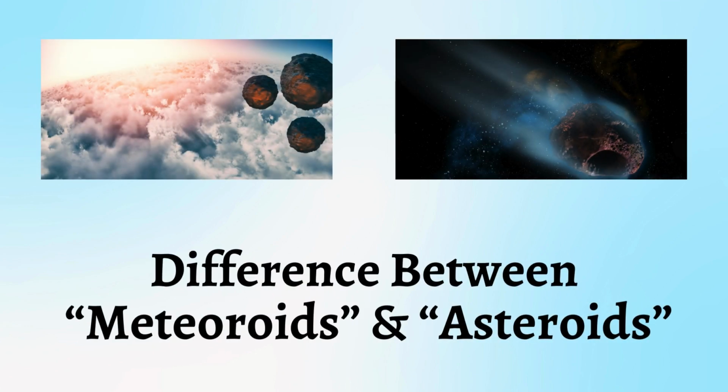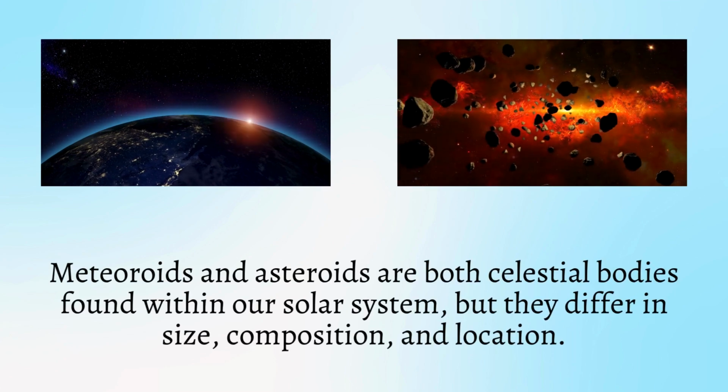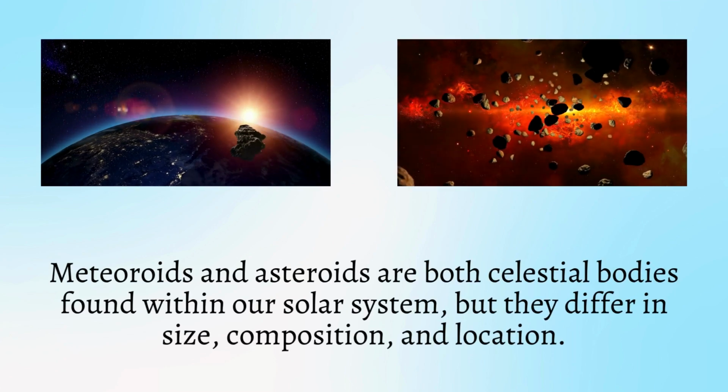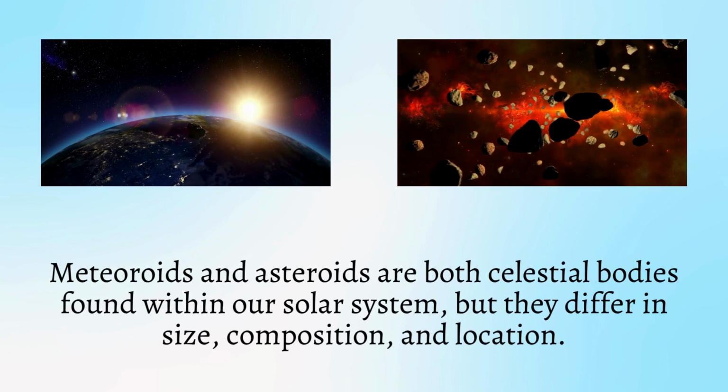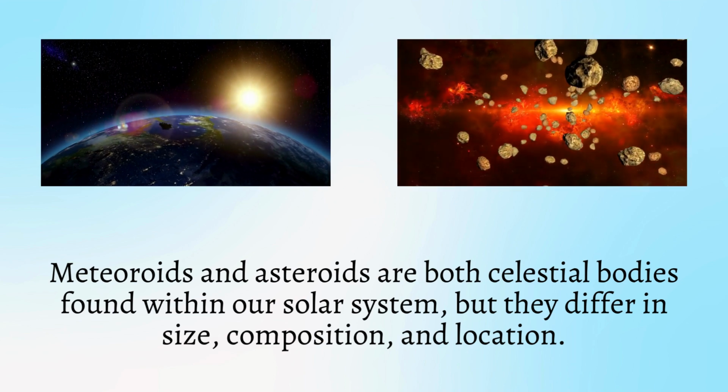Difference between meteoroids and asteroids. Meteoroids and asteroids are both celestial bodies found within our solar system, but they differ in size, composition, and location.